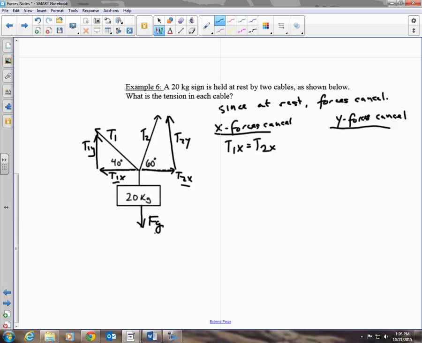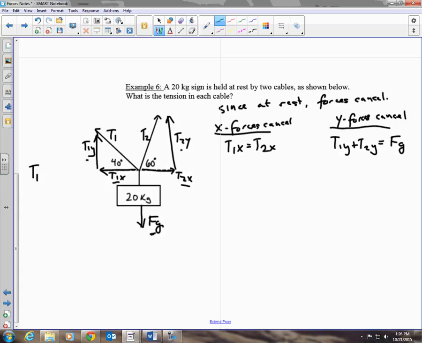My y forces cancel. I have three. I have the force of gravity down, and I have T1y and T2y both pulling up. So I know that the up forces, T1y plus T2y, have to cancel the force of gravity going down. That's really the physics behind it. After that, it just becomes kind of a trig and algebra problem. So, first off, we have to get expressions for T1x and T1y.